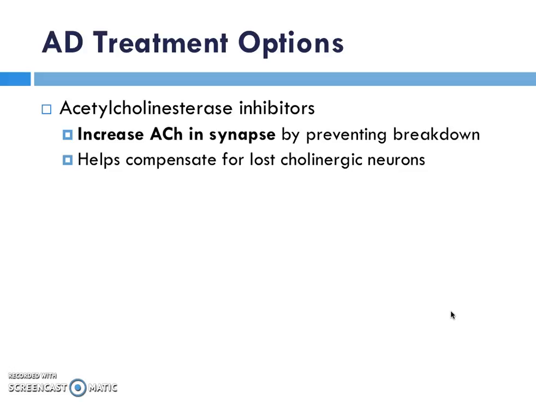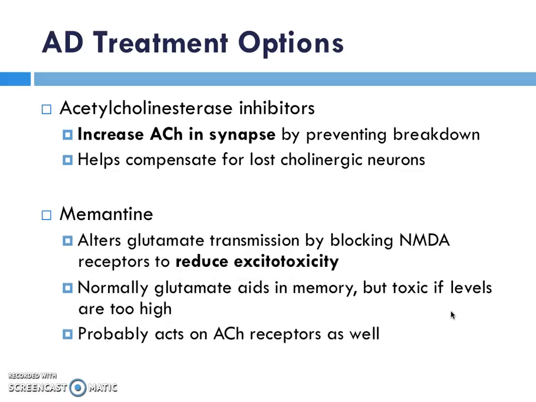So acetylcholinesterase inhibitors are drugs that can be given to bind up and block acetylcholinesterase, which will keep acetylcholine in the synapse for a longer period of time, right? Allowing it to act. Another one is memantine. So this is actually a drug whose main target is glutamatergic neurotransmission. All right. So what this really does is it actually blocks NMDA receptors.